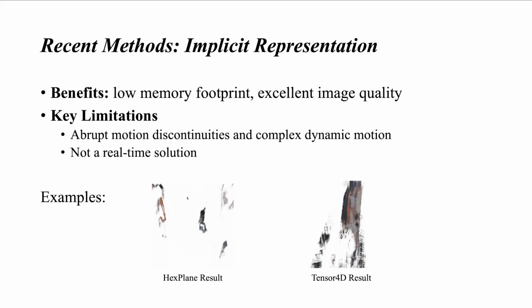Recent implicit representations have important advantages. They can be compact in memory and often produce excellent image quality. However, they also have limitations for our target setting. They may fail under abrupt motion discontinuities and complex dynamic motion, which are common in sports and performance capture. More importantly, many implicit approaches are not naturally real-time rendering solutions. This creates a gap between high-quality reconstruction and practical retrospective replay, where fast rendering is essential.